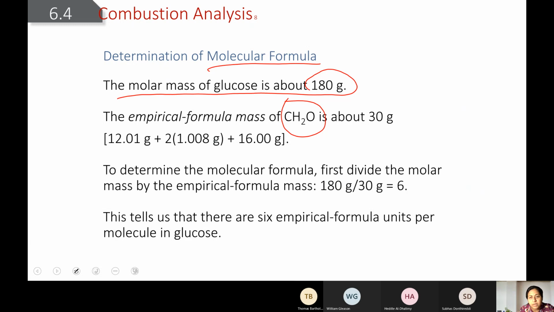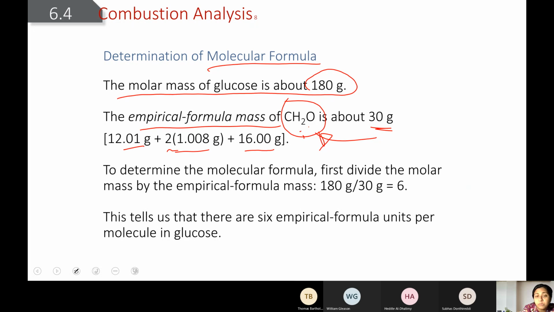Where should we start then? Yes, we have the empirical formula. So what we should do now is calculate the formula mass of this empirical formula of glucose. So it is 30. How did you get the 30? The molar mass of carbon is 12.01, and there are 2 hydrogens, 2 multiplied by 1.008, plus the molar mass of oxygen, which is 16. So I get 30. Right.